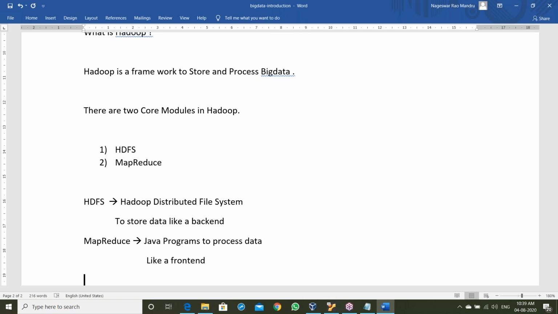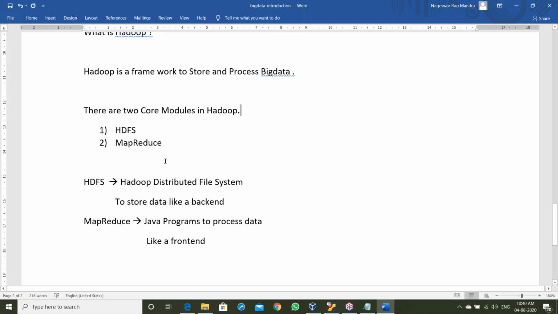So first let us start discussing HDFS. What exactly is HDFS? What is a distributed file system? In Hadoop there are two core modules. First one is HDFS, second one is MapReduce. HDFS, the Hadoop Distributed File System, is to store data like a backend. MapReduce programs are Java programs to process data, like a front end.